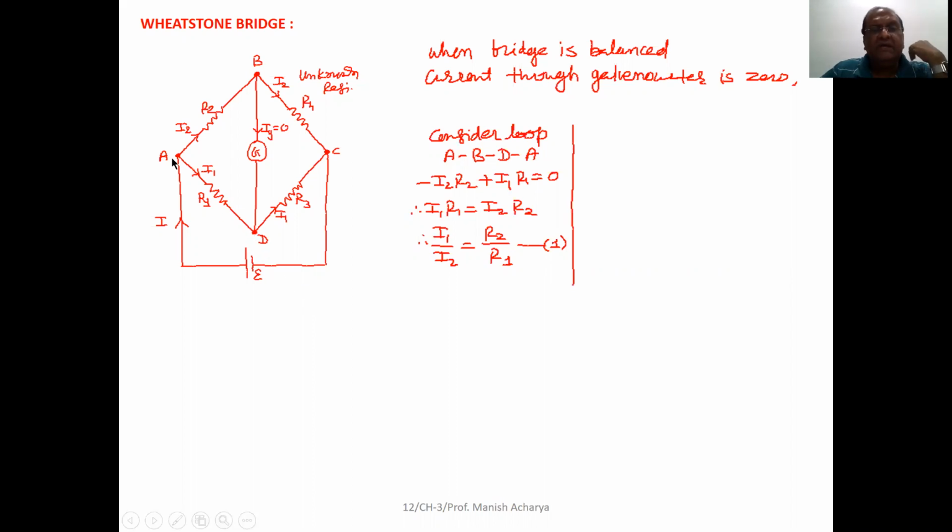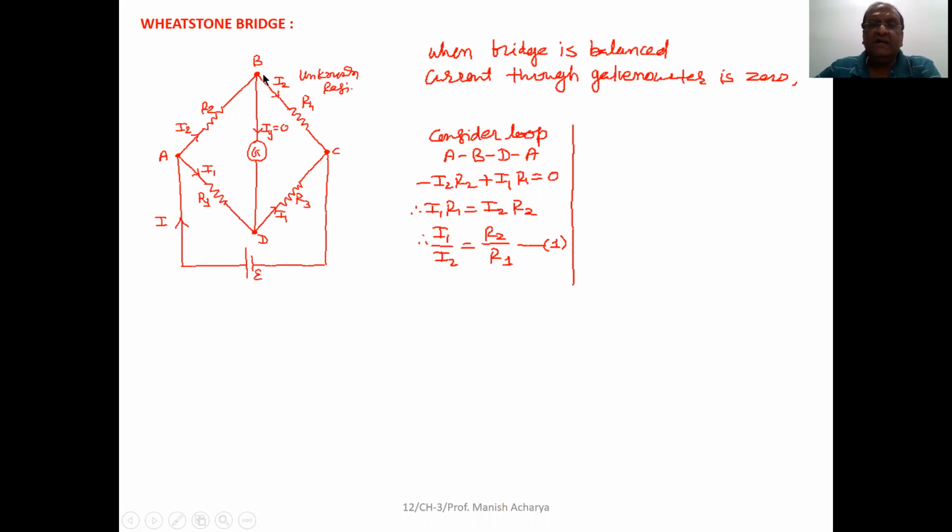Now D to A, you are moving in the opposite direction of current I1 through resistor R1. So the potential difference I1 R1 is taken positive, and that is equal to 0. So we can write I1 R1 equal to I2 R2. Therefore I1 upon I2 is R2 upon R1. Say this is equation number 1.